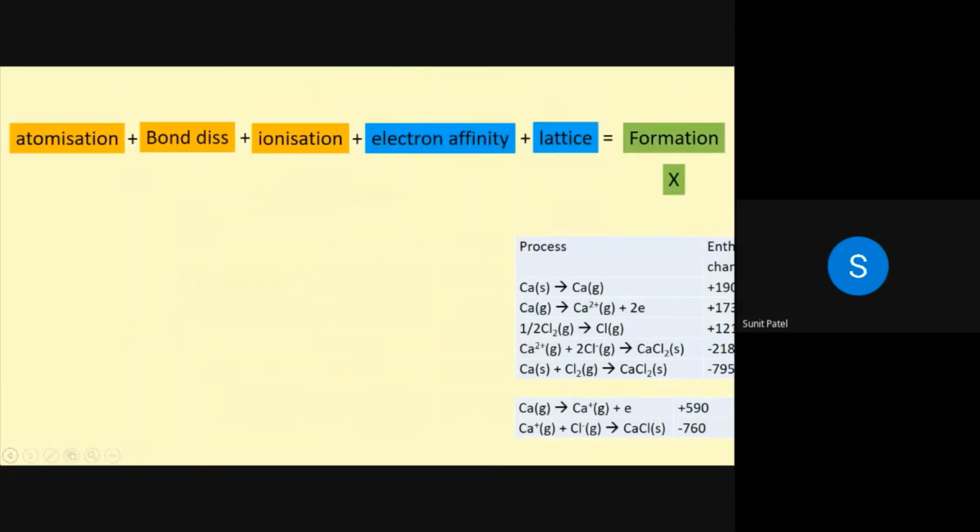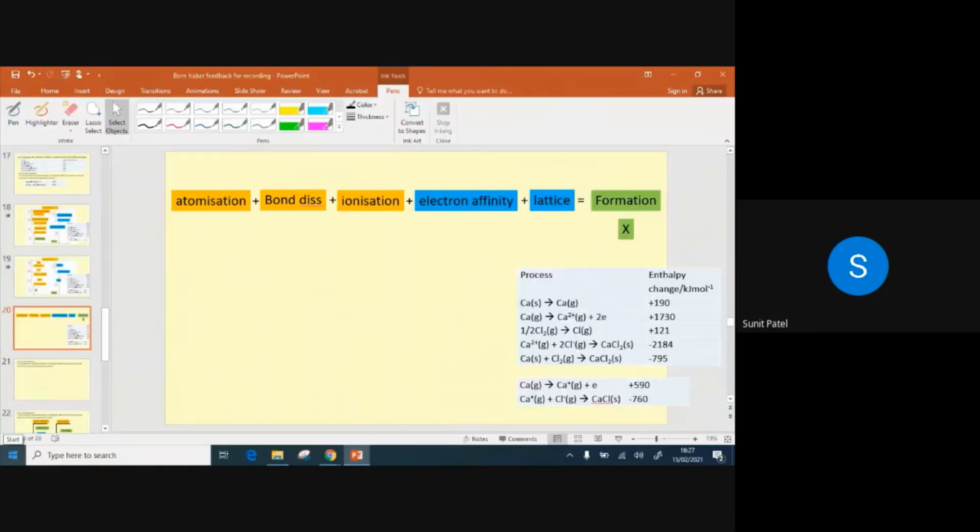Let's go ahead and put this into our equation. Let's see what we get. Okay, so the numbers are, let's see, we've got 190 as before. 190 added to the bond dissociation straight off the table again, 121 plus ionization. Be careful here, but we've already solved that problem. That's from the second table. Electron affinity, we've got to take this from our part A. That should be a point. Plus the lattice enthalpy, which is 760. That's all equal to X.